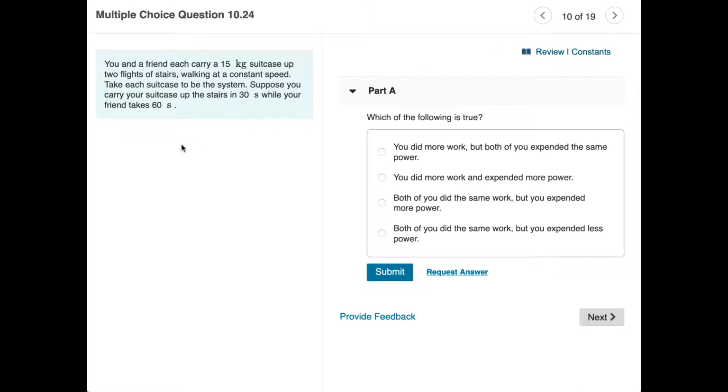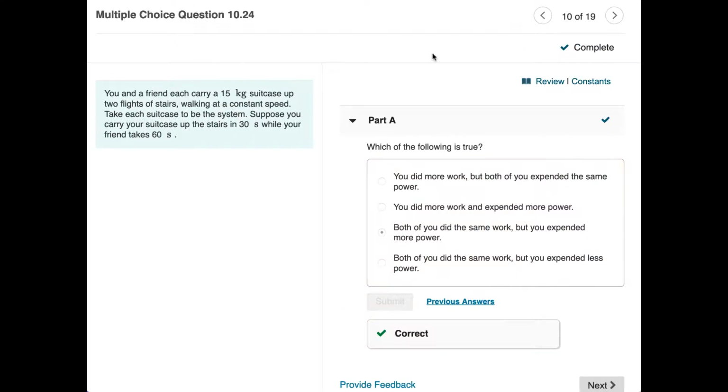You and a friend each carry a 15-kilogram suitcase up 2 flights of stairs walking at constant speed. Take each suitcase to be the system. Suppose you carry your suitcase up the stairs in 30 seconds while your friend takes 60 seconds. You did the same amount of work, but you are more powerful.